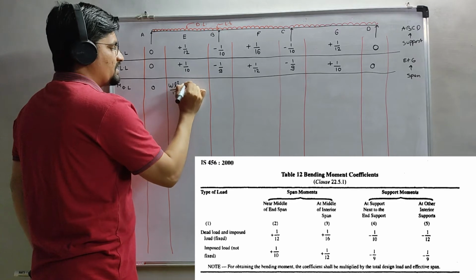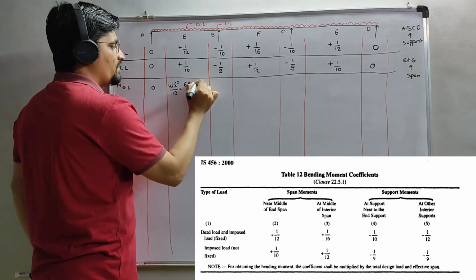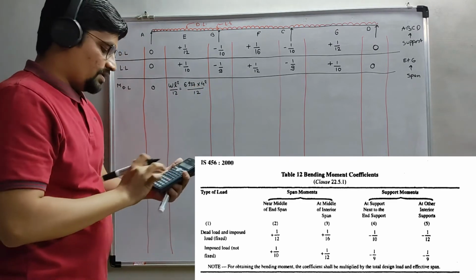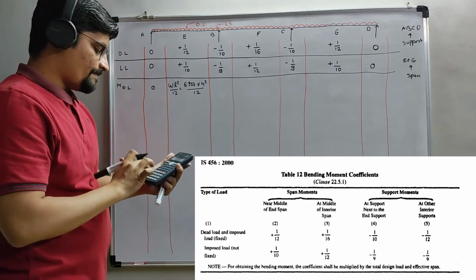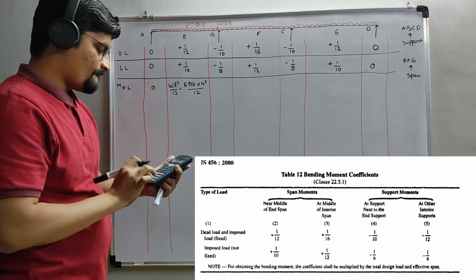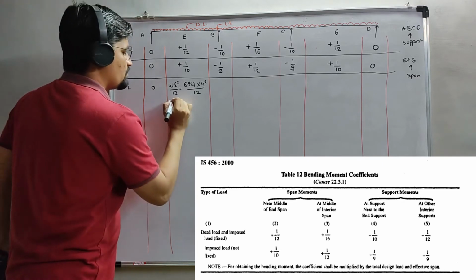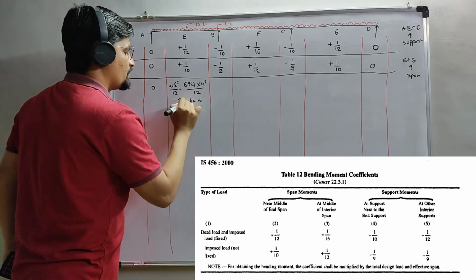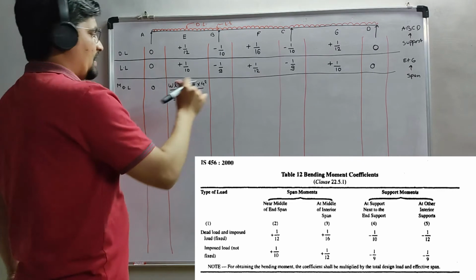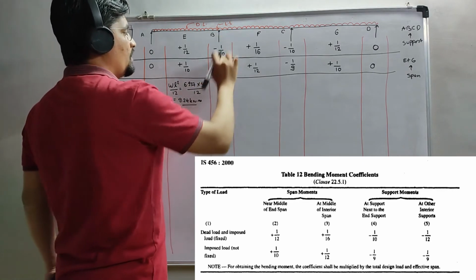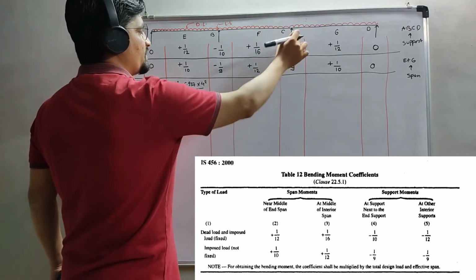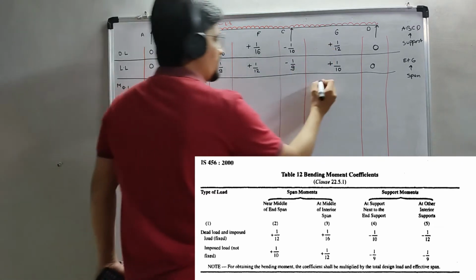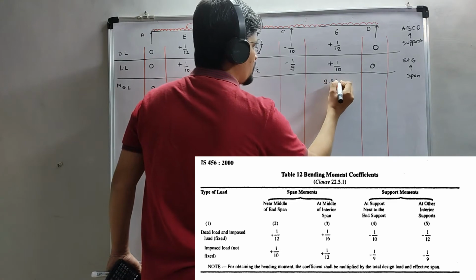Dead load was 6.9375 into 4 square divided by 12. So the value will be 9.24 kilonewton meter. Likewise, here also we have to take WL square by 10, WL square by 16, WL square by 10, WL square by 12. So here it is 9.24, so here also it will be 9.24 kilonewton meter.